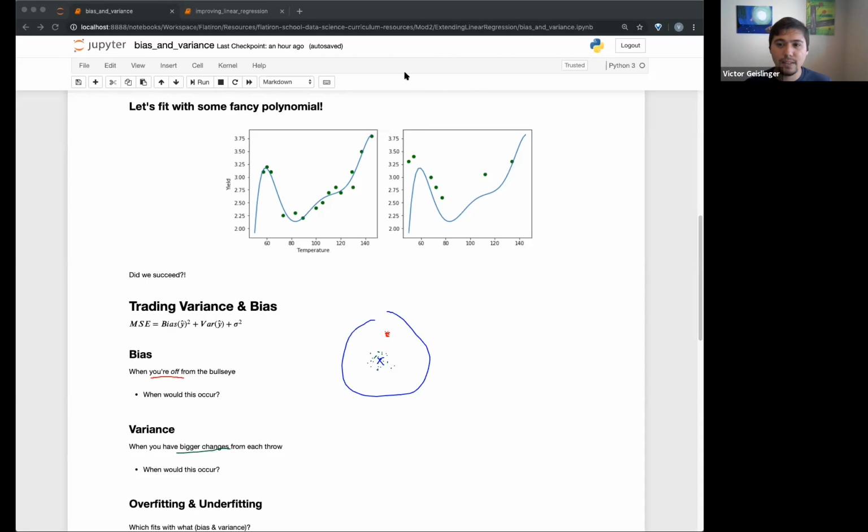So I want to think about, when would these things occur? When would you have this bias way off to the side, based on what we're learning? When would you expect our model to be way off, even though it's very, very close and there's not very much variance? Do you have an idea when we might have this bias?